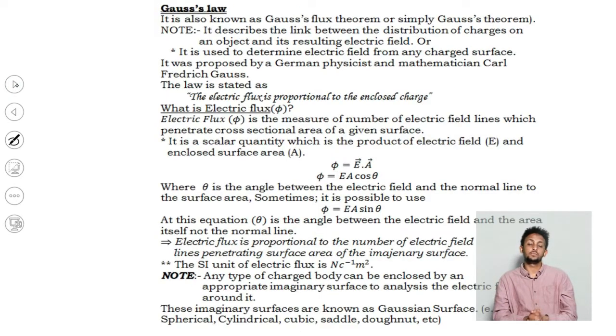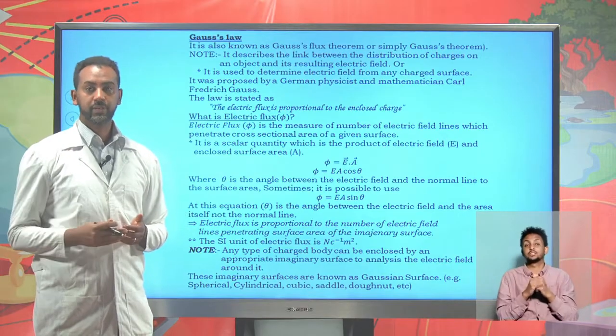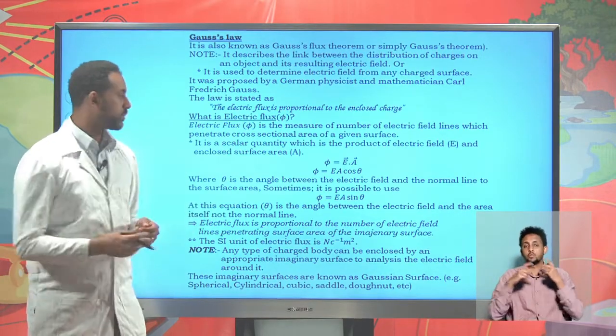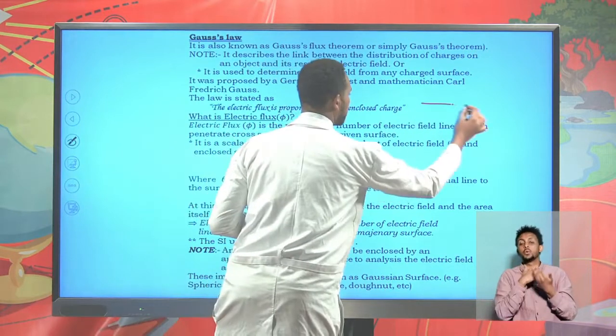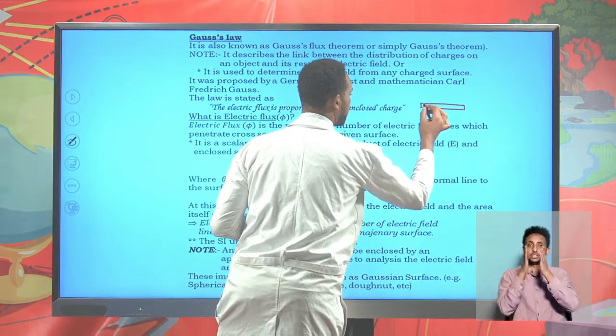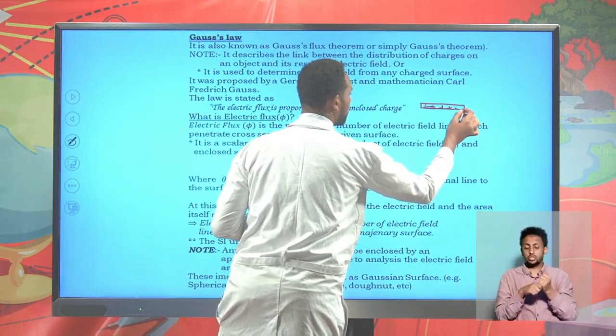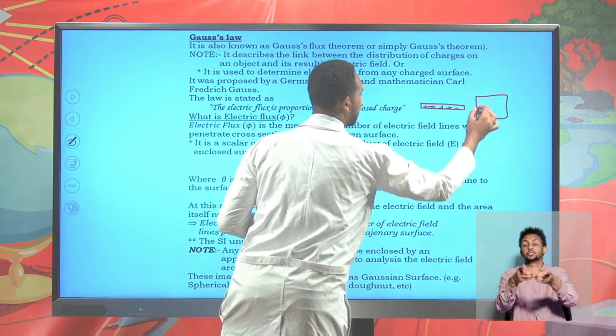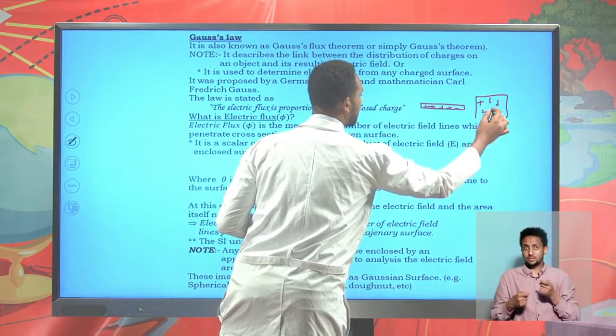And now let's try to see Gauss' law. Okay, so far it's possible to find the electric field strength from a single point charge using Coulomb's law. But what if we have different shapes and different concentrations of charge on different bodies? You might have a rod with a uniform charge distribution, or a plate with a uniform charge distribution, and so on.